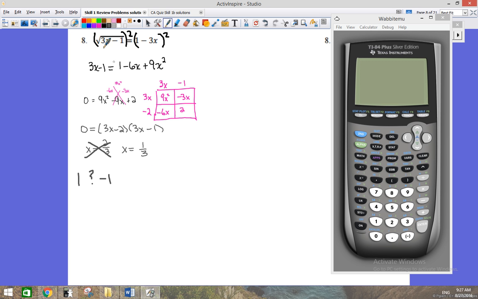If I plug in 1/3, 1/3 of 3 is 1, and 1 minus 1 is 0, so I'm getting a 0 on the left-hand side. And the question is, if we plug in 1/3 here, will we get a 0? Well, 1/3 of 3 is 1, and 1 minus 1 is 0. So this one checks, but the 2/3 did not check. To get full credit, you've got to recognize when you have extraneous solutions.